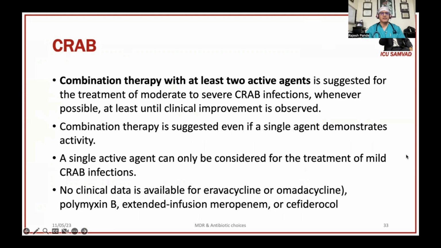Moving further, combination therapy with at least 2 active agents is suggested for treatment of moderate to severe CRAB infections wherever possible. Continue with these 2 active agents at least until clinical improvement is observed. Combination therapy is suggested even if a single agent demonstrates activity. A single active agent can only be considered for treatment of mild CRAB infections. The data regarding eravacycline and omadacycline is not available, so we cannot say with certainty here.